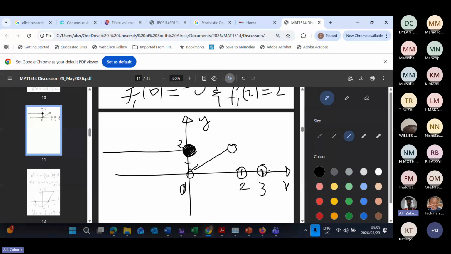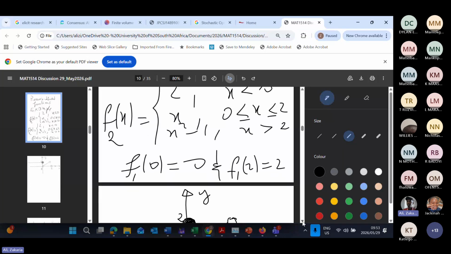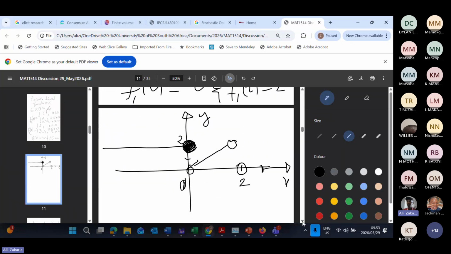So is it 2? I can't remember. I think it's 2 that we are referring to. It's not 3. Let me go here. Yeah, it's 2. X is strictly greater than 2. So then I calculate f of 2. F of 2 is going to be 4.